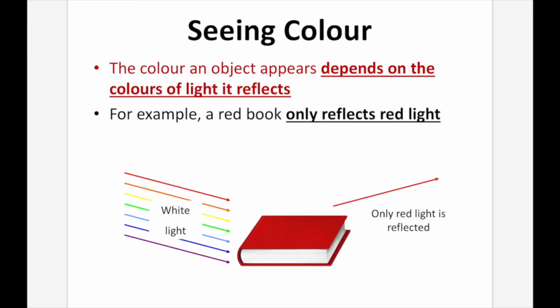Seeing color. The color an object appears depends on the color of light it reflects, and that's what I was just talking about. So for example, a red book is only going to reflect red light. It's going to absorb all the other colors. So everything here from the orange down to the indigo is actually absorbed by the book, and eventually that book would get a little bit warmer if you shone light on it.